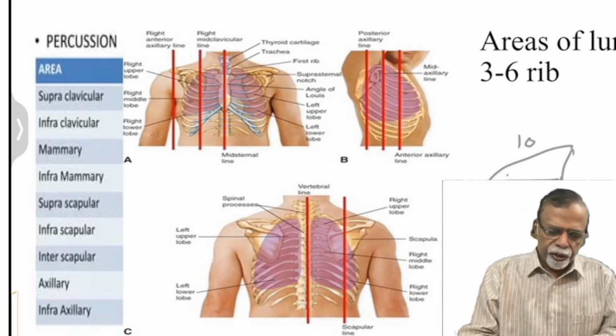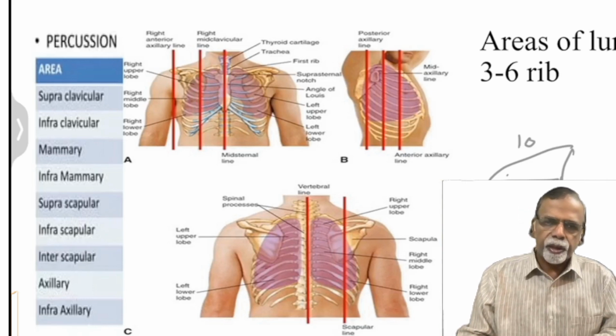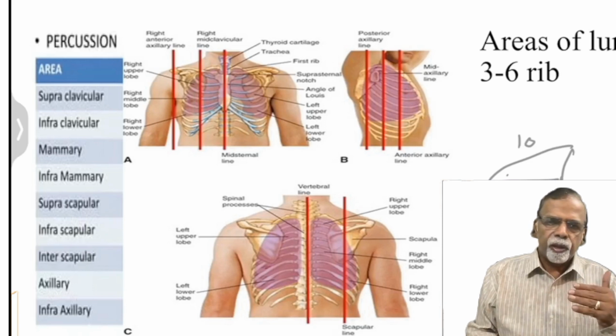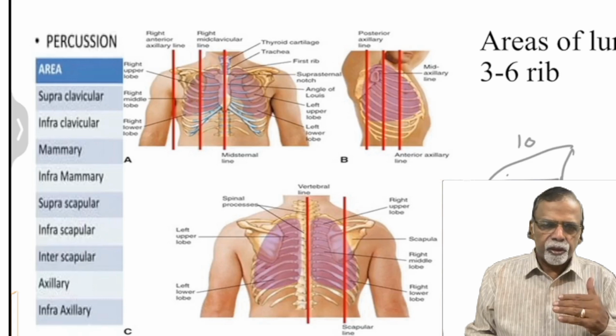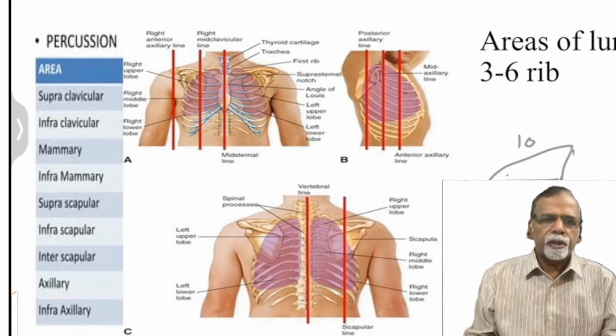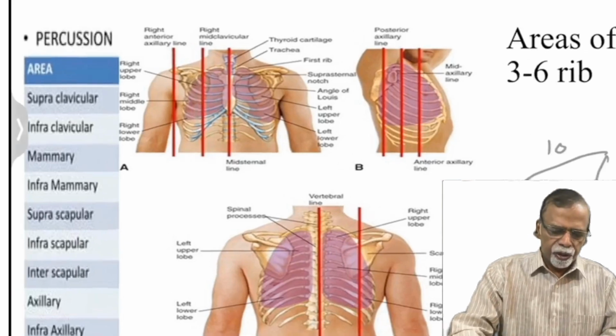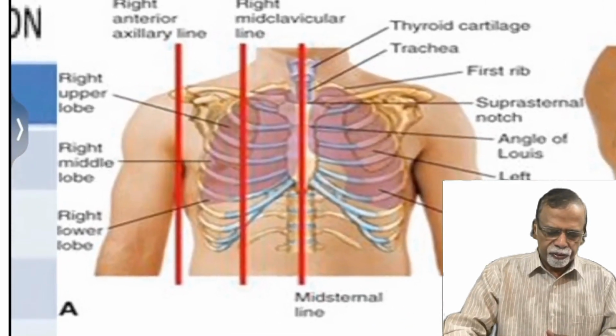So here you can see anteriorly, above the clavicle, below the clavicle is infraclavicular, third to sixth rib comes the mammary region, below the sixth rib is the inframammary. So here in this picture you can see.